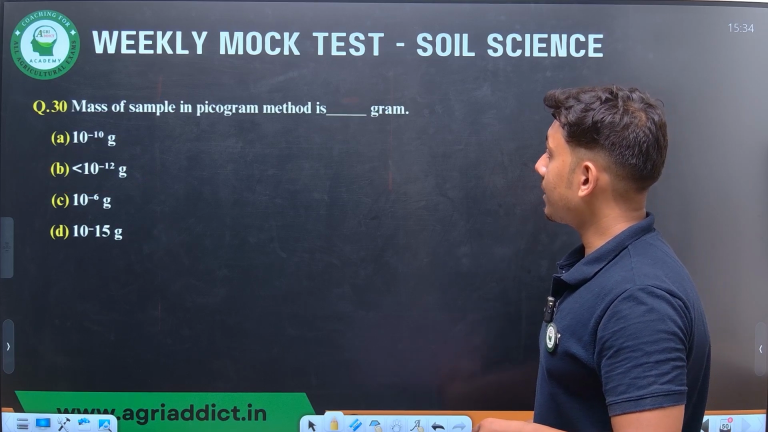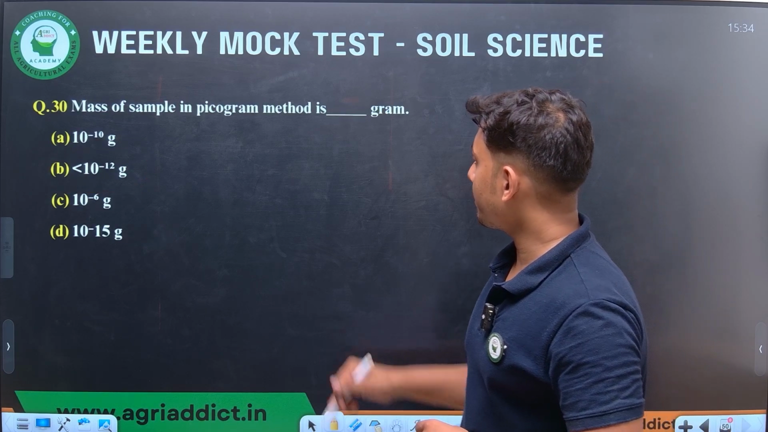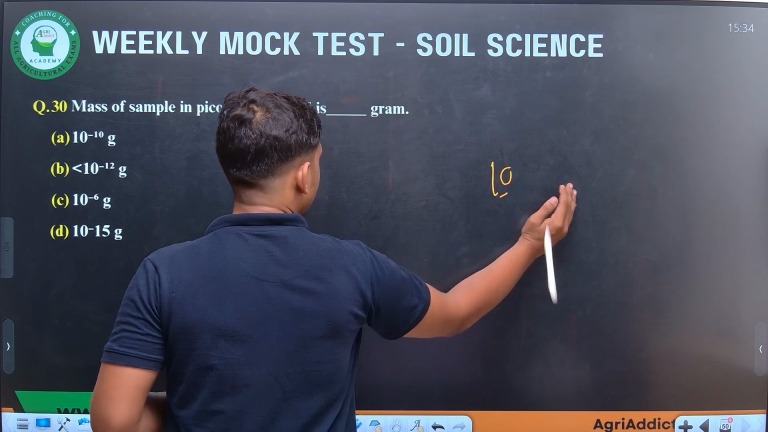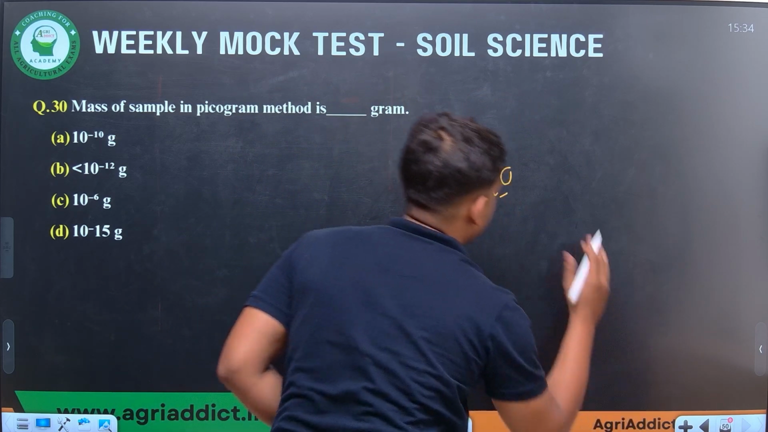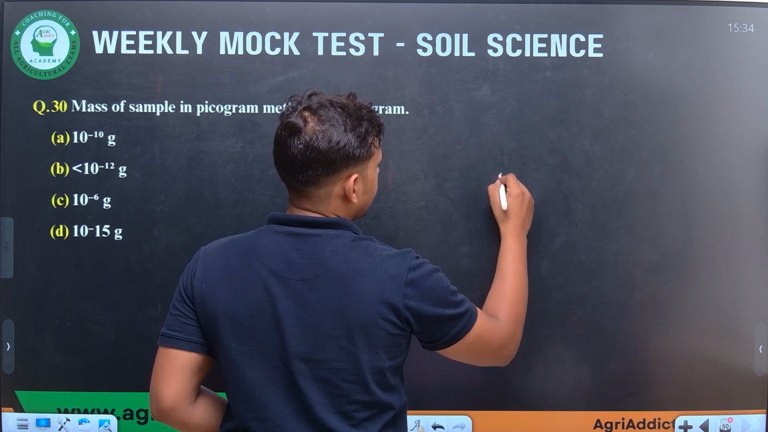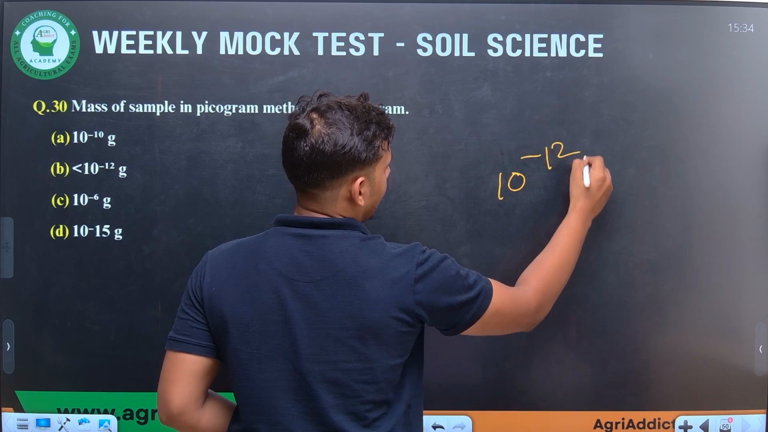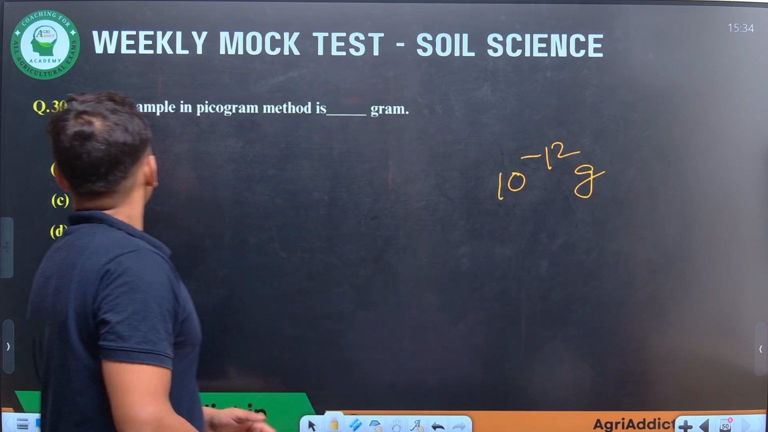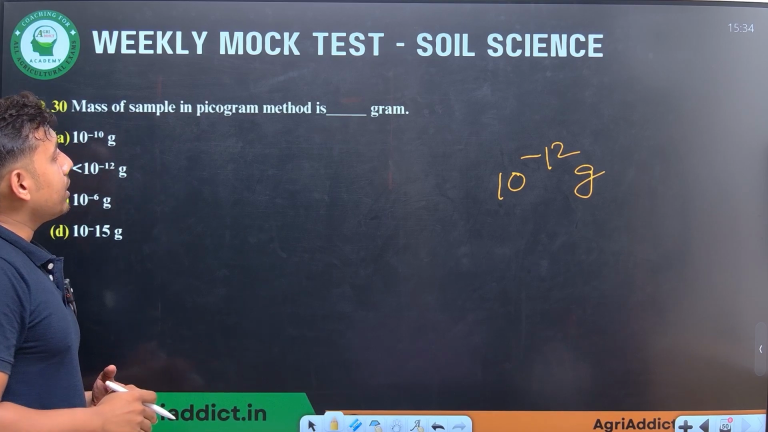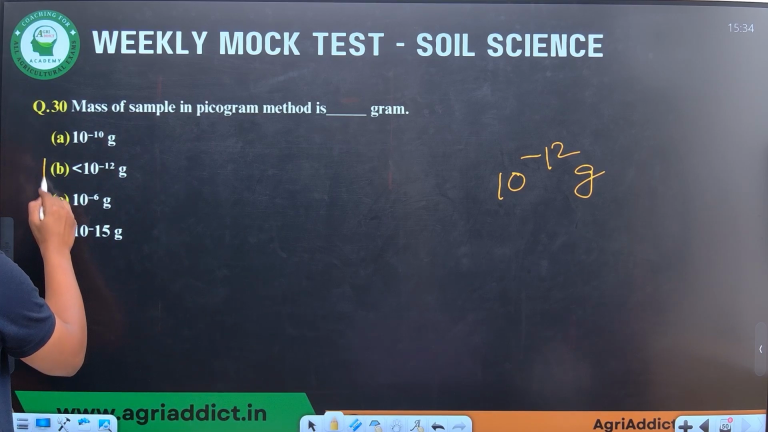So the mass of the sample in the picogram method: a picogram is 10 to the power minus 12 gram, which is 1 picogram. So a sample in the picogram method is less than 10 to the power.